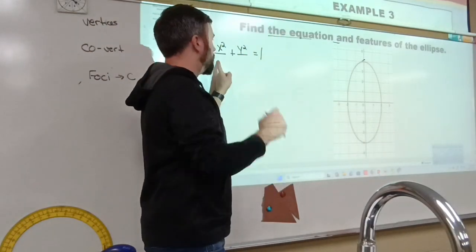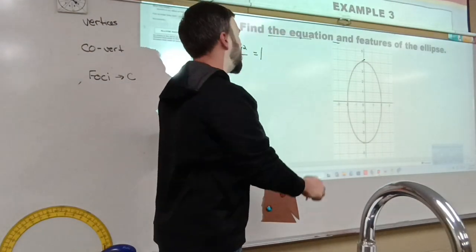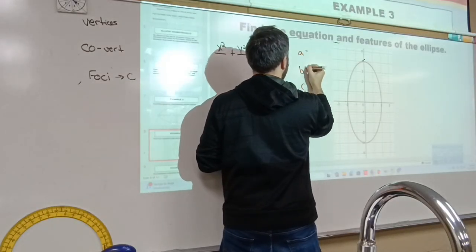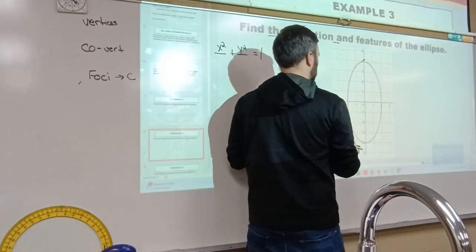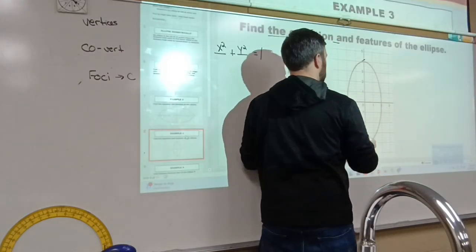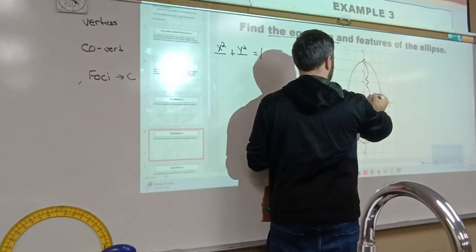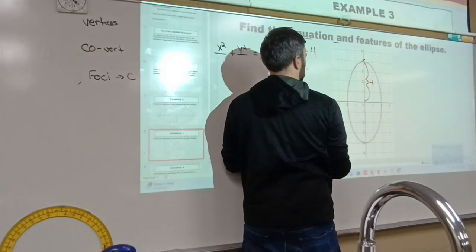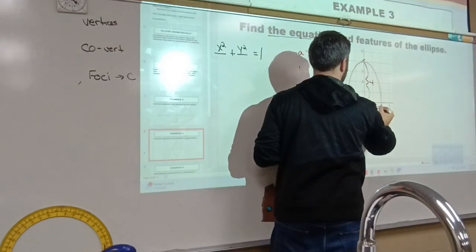What number is gonna go under my x squared? What's my A, B, and C on this? What's A on this one gonna be? What's my longest, my biggest axis? How long is that? 4. So A is 4. How long is this one? 2.